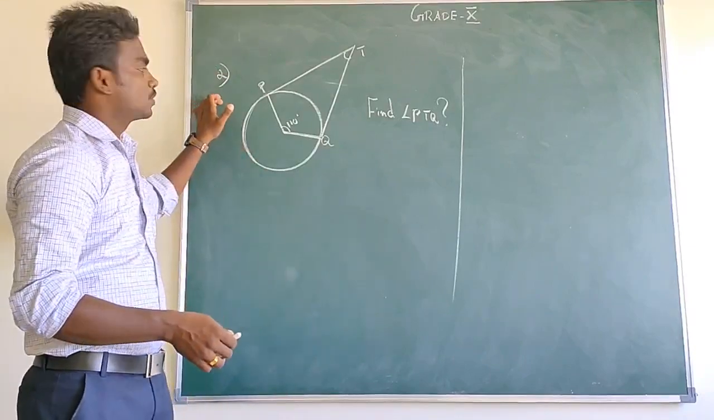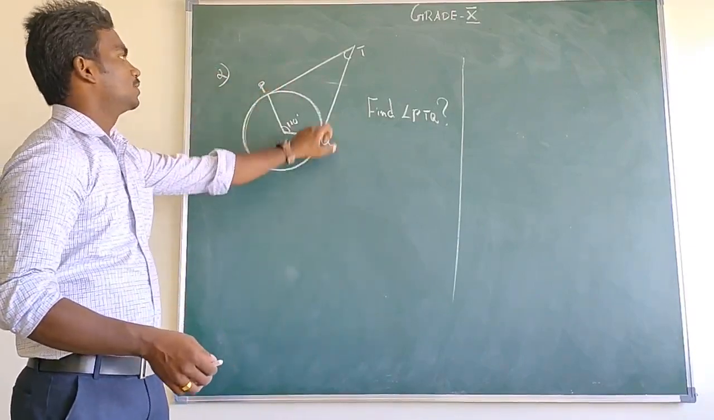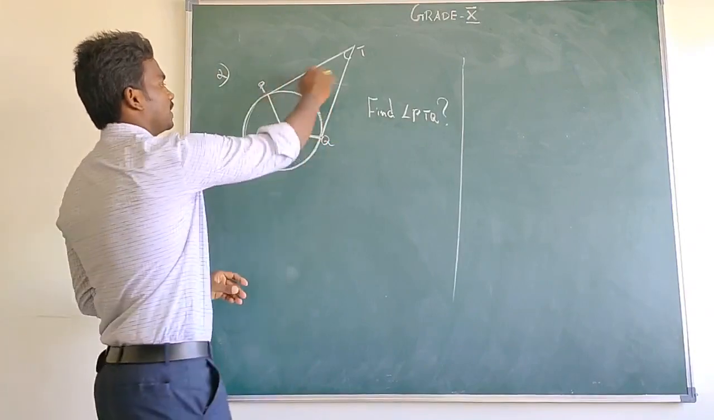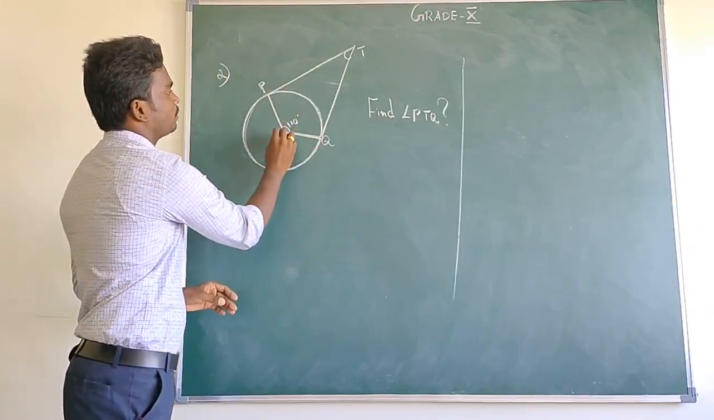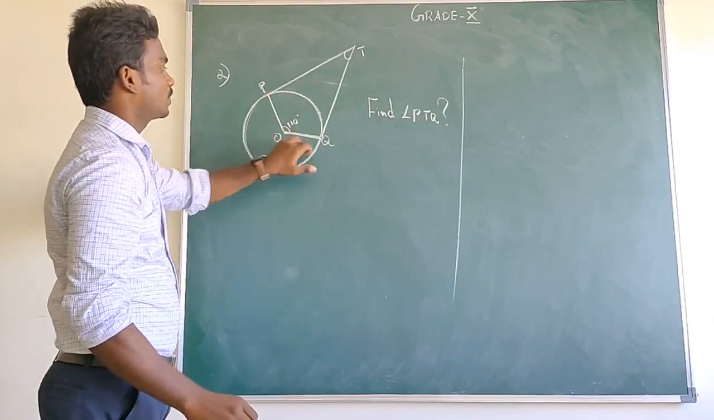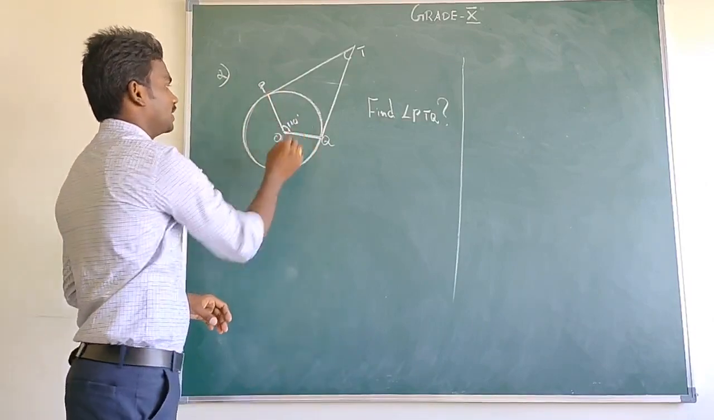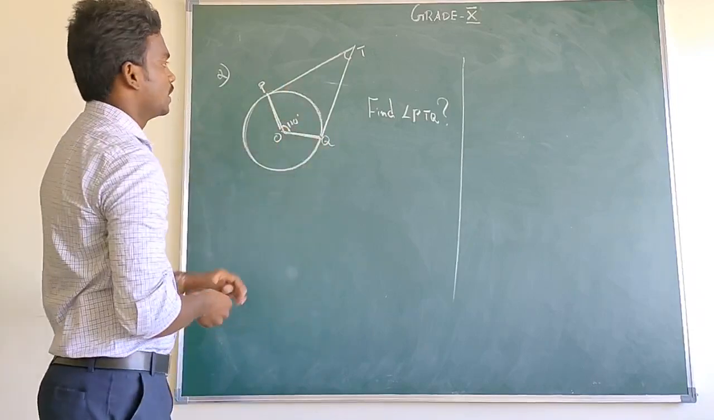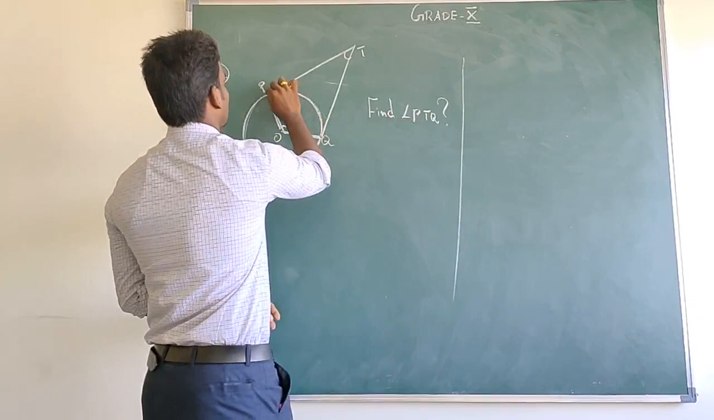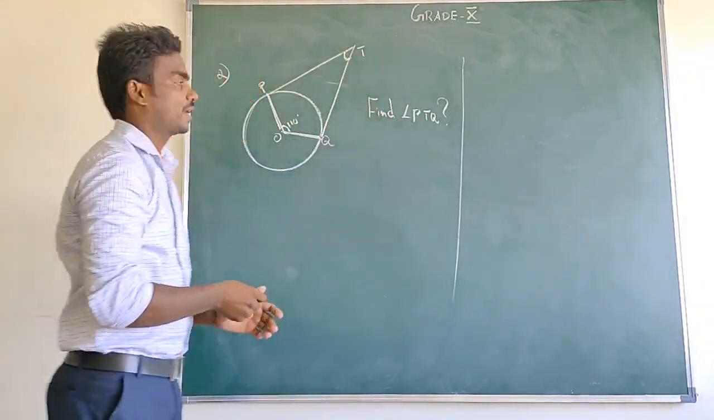Next, the second question: if PT and QT are the tangents to a circle, and angle POQ is 110 degrees, where PO and OQ are the radii of the circle, now we want to find the angle PTQ.